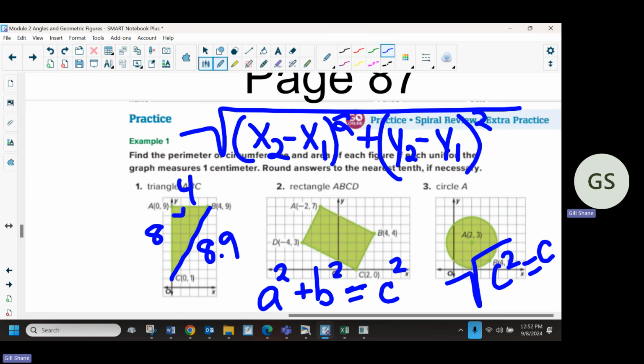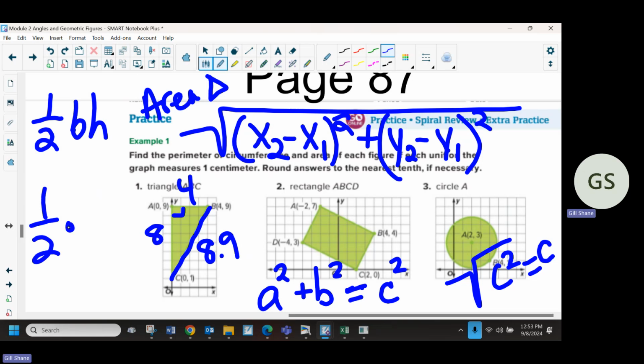The area of a triangle is 1/2 times the base times the height. And they want the area of a triangle here. So the base and the height are typically going to be the vertical and horizontal lines, so the 8 and the 4. I don't need to know the 8.9 for area, just for perimeter. So I take 1/2 times 8 times 4.